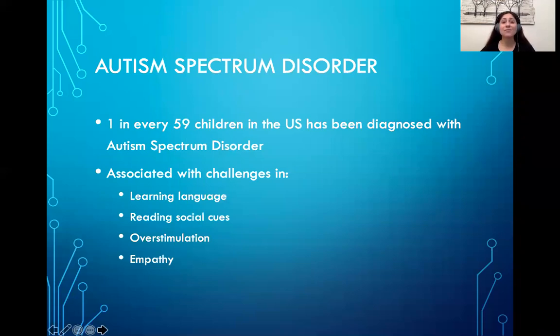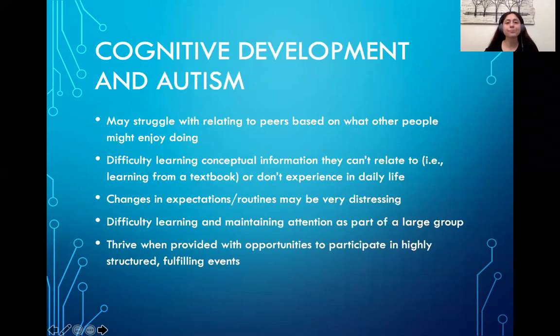So 1 out of every 59 children in the US has been diagnosed with autism spectrum disorder, and it is a developmental disorder that affects communication and behavior. This disorder is often associated with difficulty learning language, as well as difficulty reading social cues, such as the meaning of nonverbal gestures. And it also is associated with difficulty empathizing. There may also be some sensitivity to touch or visual stimulation among children who have autism spectrum disorder.